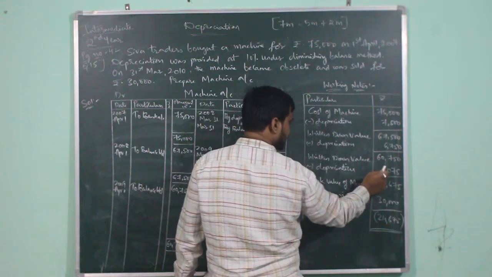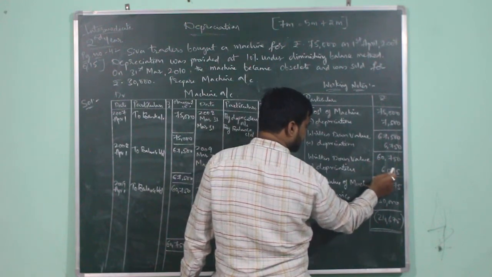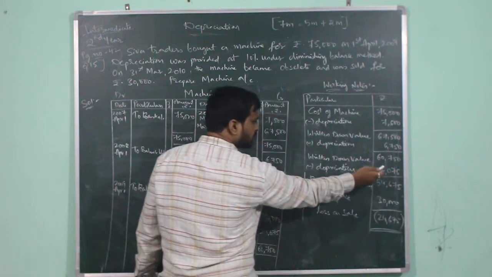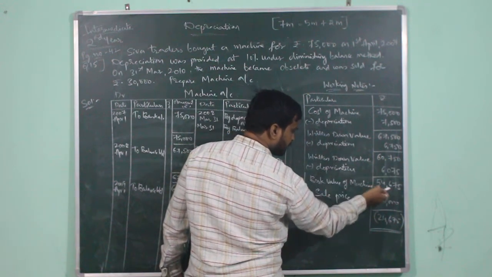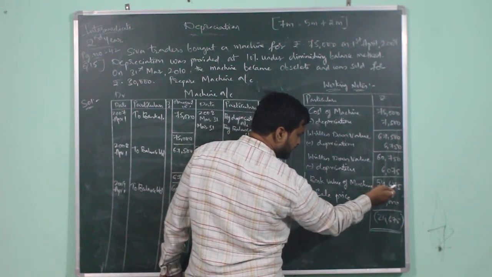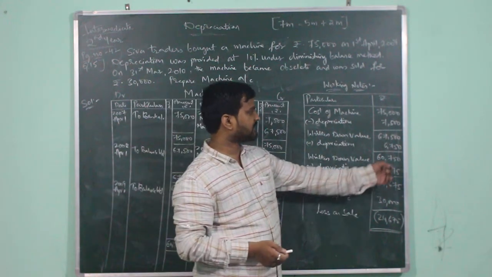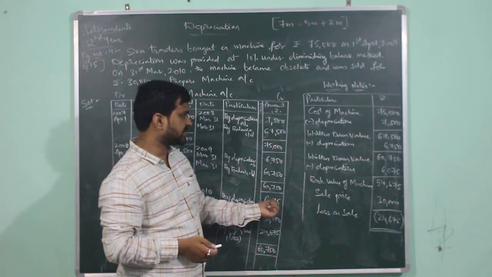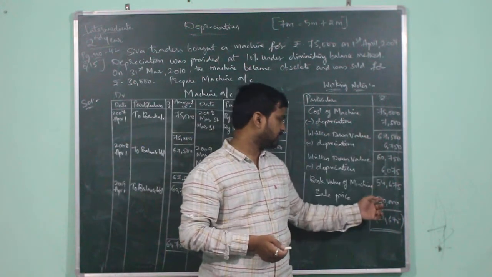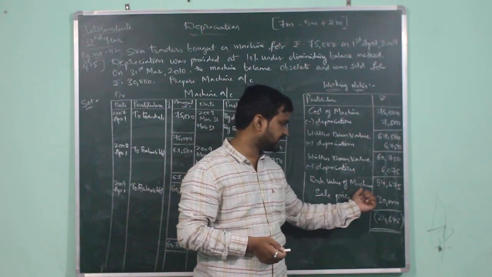At the end of the third year, the 10% depreciation will be calculated on 60,750, which is 6,075. So subtracting 6,075 from 60,750, the book value of the machine on the date of sale is 54,675. How did we get this value? We subtracted depreciation provided in the first year, second year as well as third year from the cost of the machine. So we got the value 54,675, which will be called the book value of the machine on the date of sale.